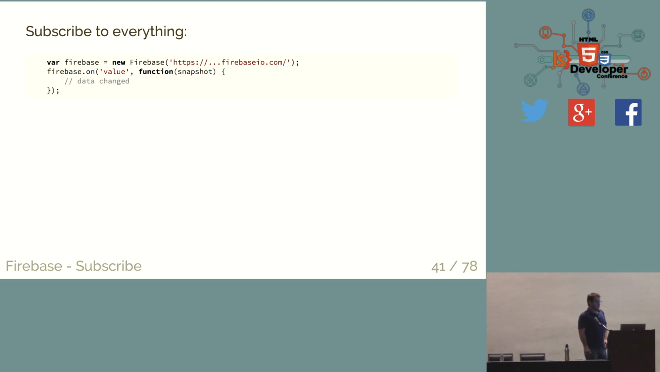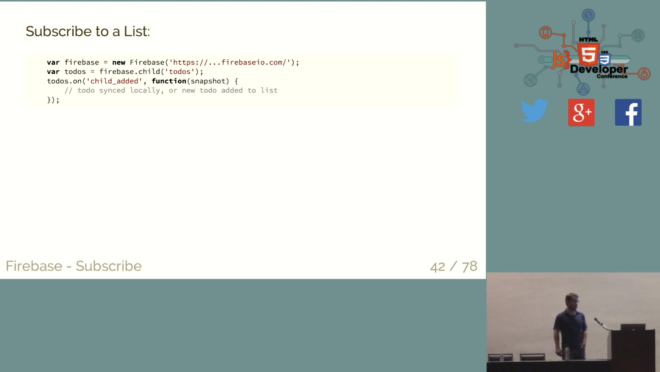And then for lists, this is where those child events come in. We can subscribe to changes in the list. So when a child gets added to a list, and a child gets removed from the list, that triggers these events. The child events and the value event can work together, because the child events fire as data is being downloaded, and the value event fires once all of the data has been downloaded.